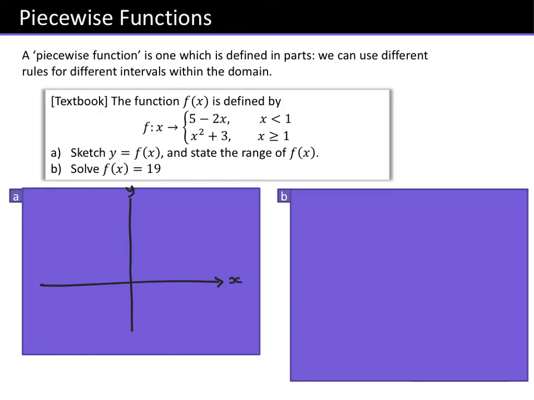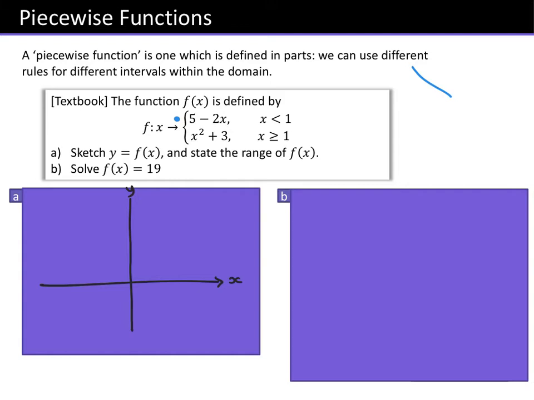And I'm going to sketch each one in a different color. So 5 minus 2x, I'm going to sketch in blue. We know that 5 minus 2x essentially is going to have a negative gradient of 2, so it's going to look like this, and it's going to cross at 5. But I also want to know where it crosses the x-axis.